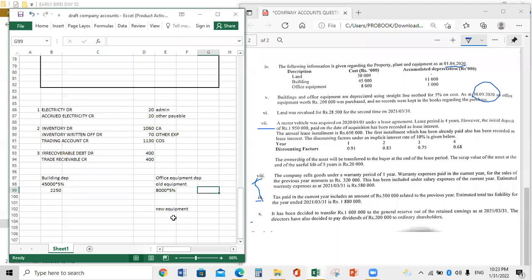Depreciation 5%. How many months? Tell me how many months? 30th September. You can't count September. You have to start from October. So October, November, December, January, February, March, 6 months. So multiply it by 6/12. How much do you get? 5,000. So then, guys, get the total.